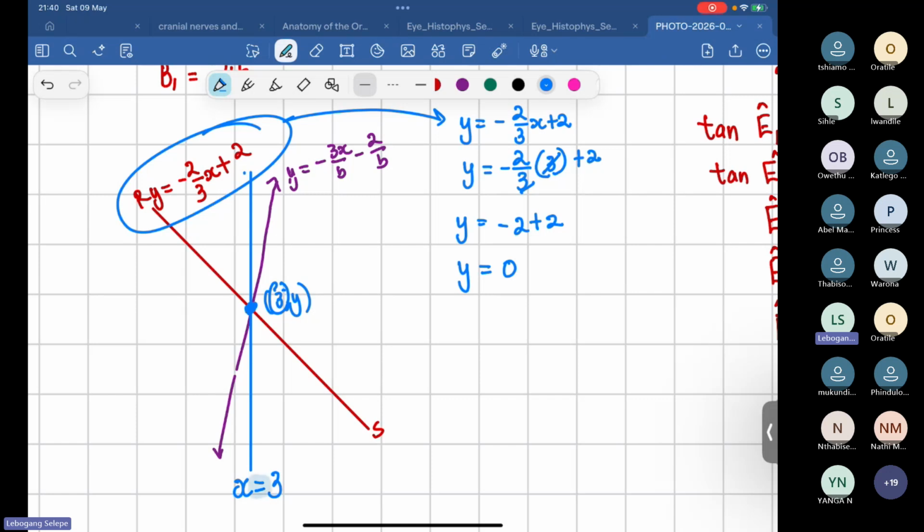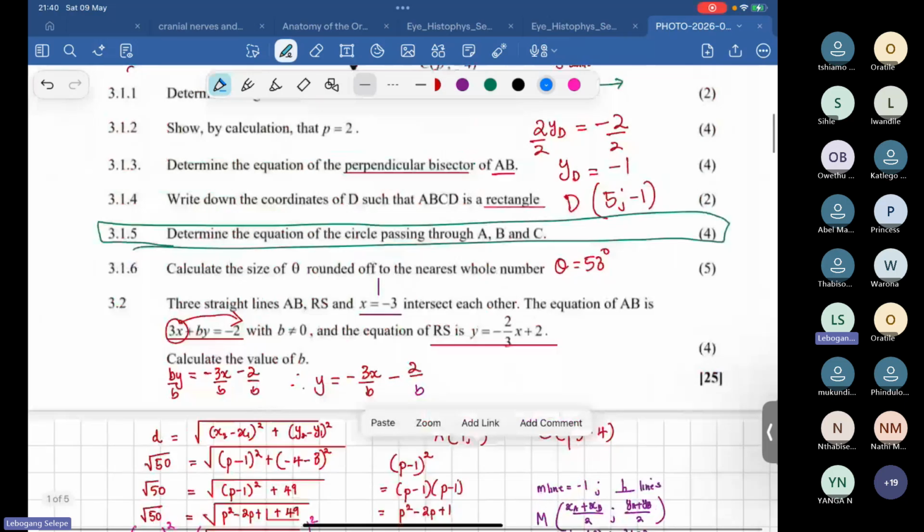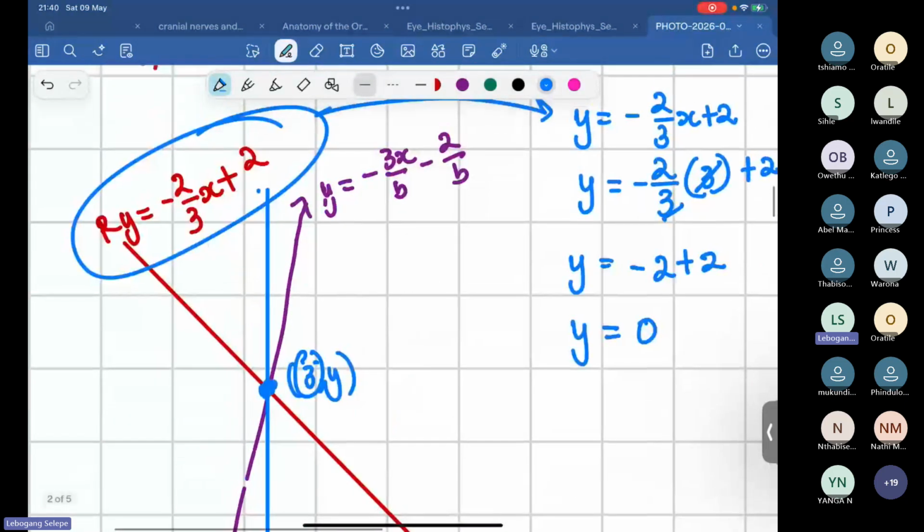Is there anyone who's confused with what I'm doing on the screen? Someone is saying, isn't x equal to negative 3? Oh, yes. Oh, my gosh. Right, it's negative 3. Thank you so much for noting that.